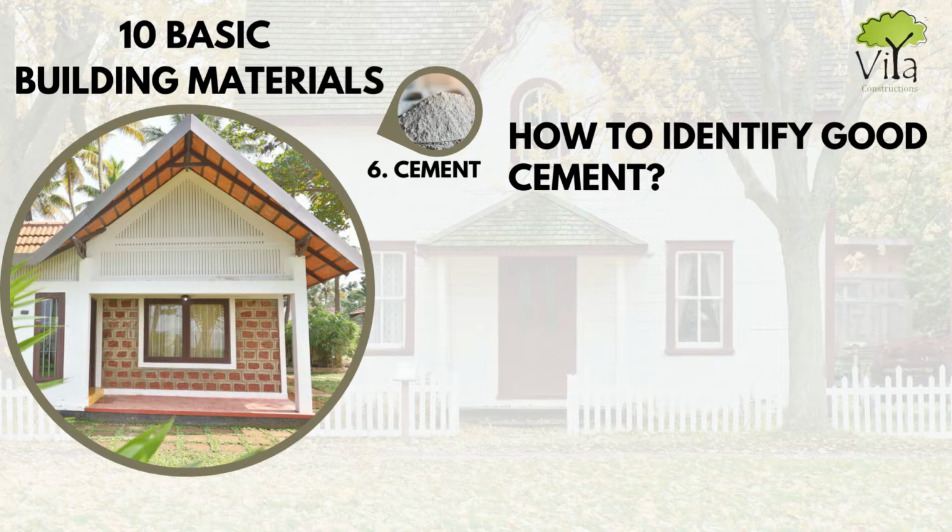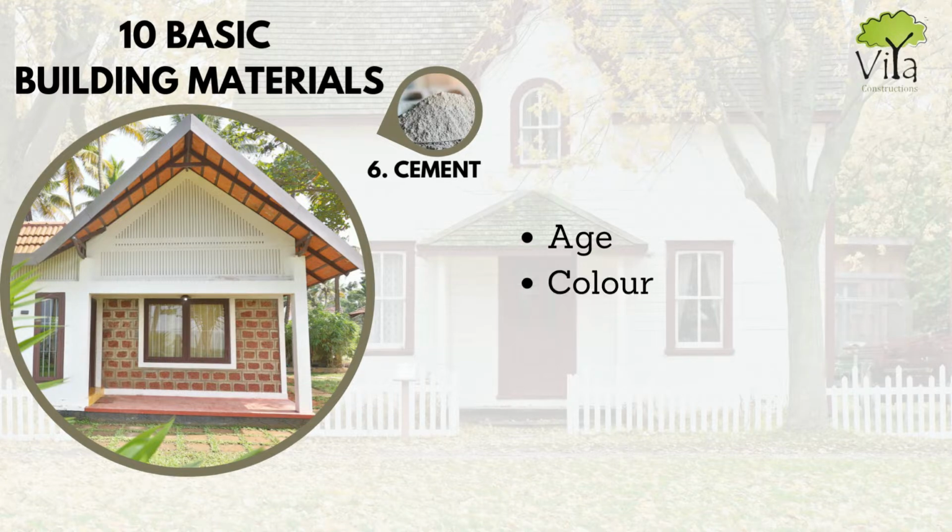So how do you identify good cement? Let us look at 4 basic parameters based on which a good cement can be identified. The first one is age. The quality of cement goes down with age. For best results, make sure that you use cement within 90 days from the date of manufacture.